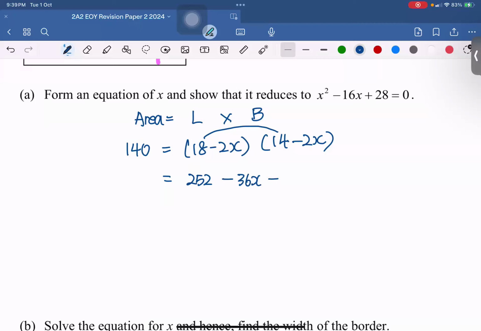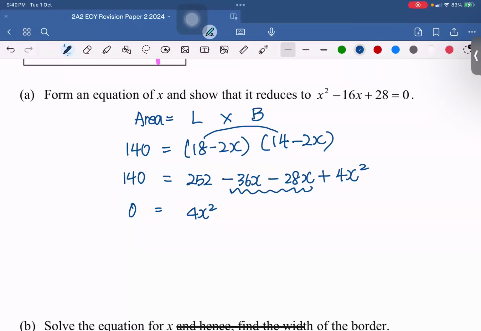14 times 2? 14 times 2 is 32. Next one must be equal to 0. What do we do next? Shift over. Minus 36. 8x. Minus 8x. No lah. What difference? Oh no.